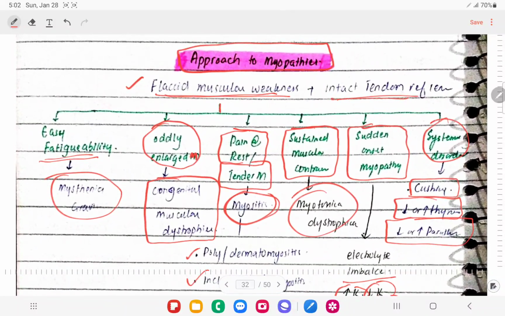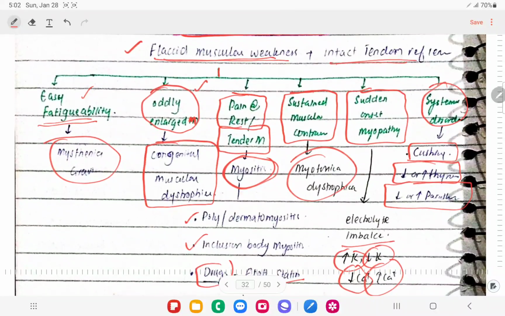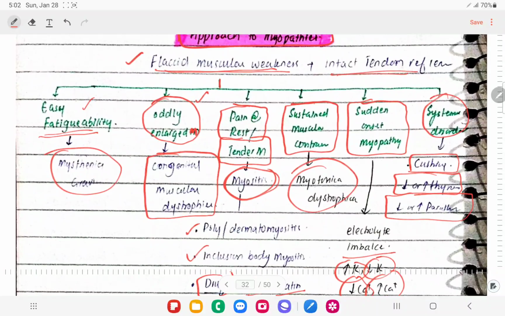Let me revise this again. If there is easy fatigability, this can be because of myasthenia gravis. If there are oddly enlarged muscles, that is because of congenital muscular dystrophy. If the patient is having pain at rest, this can be because of myositis. If the patient is having sustained muscular contraction, this can be because of myotonic dystrophy. If the patient is having sudden onset myopathy, this can be because of electrolyte imbalance. Usually we see gradual weakness in these patients.